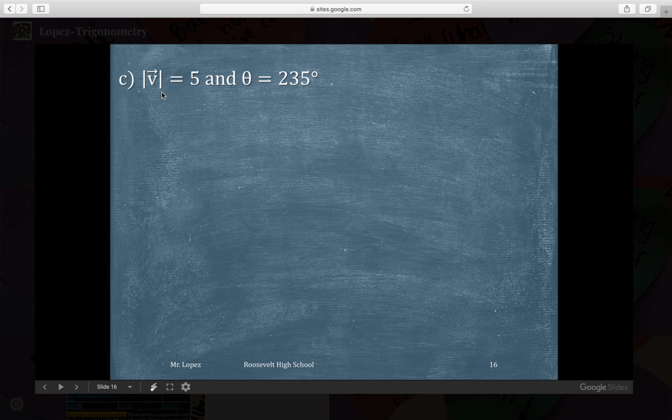Here you are directly given the magnitude of the vector, and you're given the angle of the vector. So again, just plug it into the formula. And these are the results.